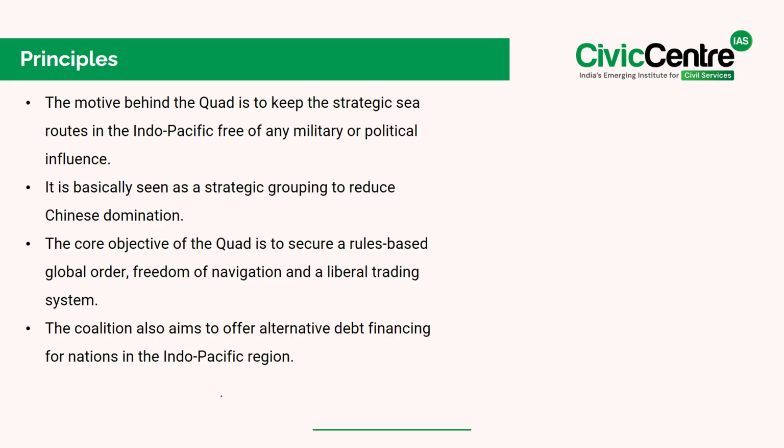See, the motive behind Quad is to keep the strategic sea routes in the Indo-Pacific free from any military or political influence. So it is basically seen as a strategic grouping to reduce Chinese domination. But the core objective of the Quad is to secure a rules-based global order, freedom of navigation, and a free liberal trading system. So the coalition aims to offer alternative debt financing for nations in the Indo-Pacific region.